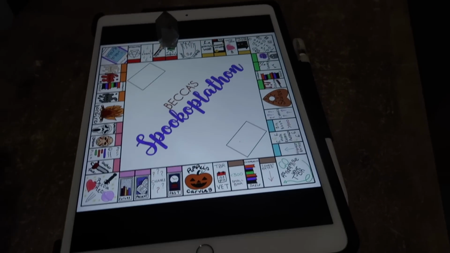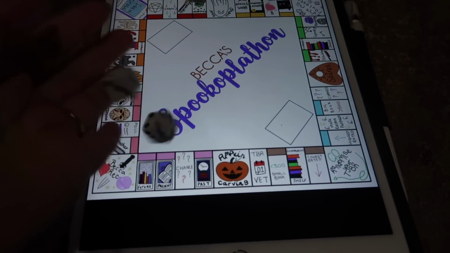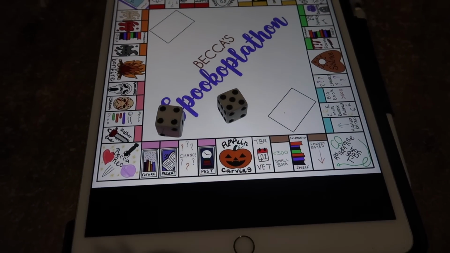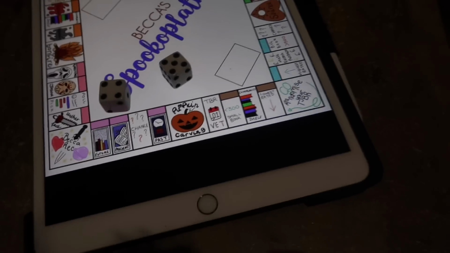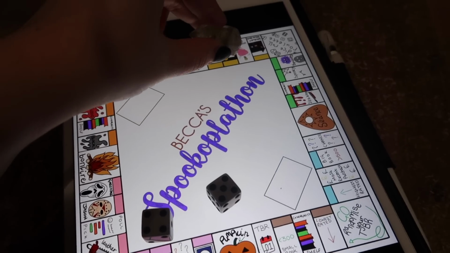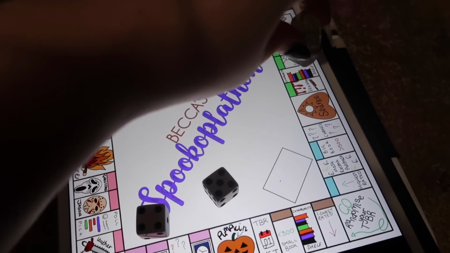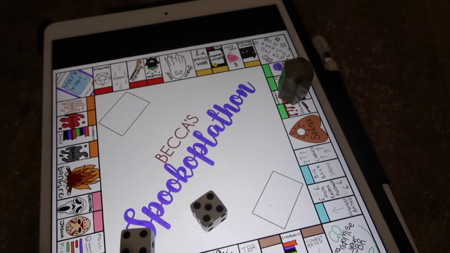Okay, here is our board. There is me over on Cauldron. Here is the dice. Let's go. 9. Let's see where that takes us. 1, 2, 3, 4, 5. 1, 2, 3, 4. Community shelf.